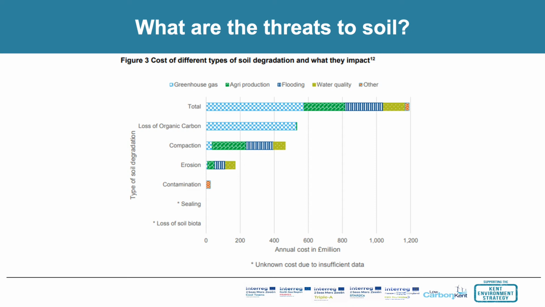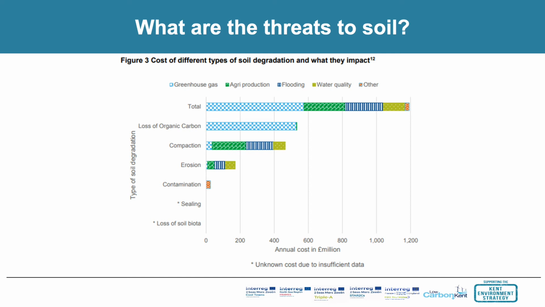There are two other factors here. Sealing, which refers to when people put down concrete and various other impermeable surfaces on top of the soil, which prevents it from interacting with the air above it, and also loss of soil biota. Soil biota tends to refer to microbes. And what you'll find is that there's nothing listed for those, just because we don't actually know what cost impact these are having.